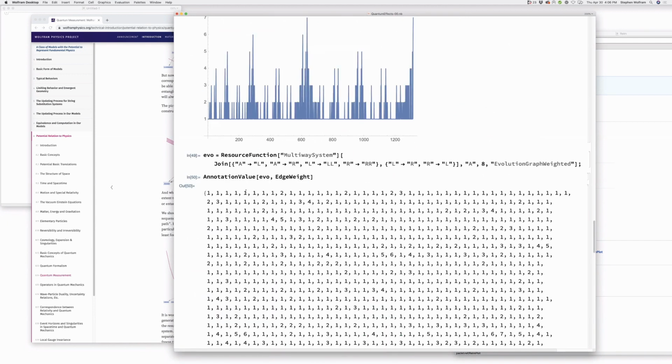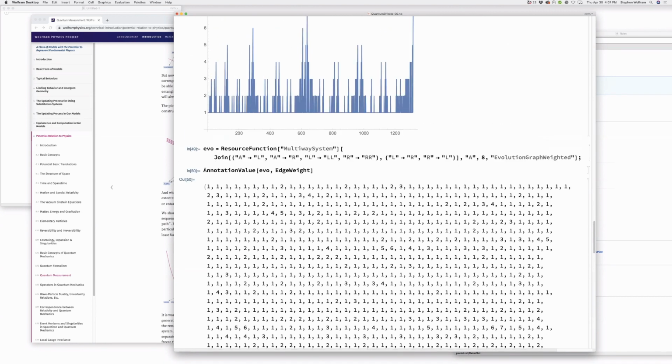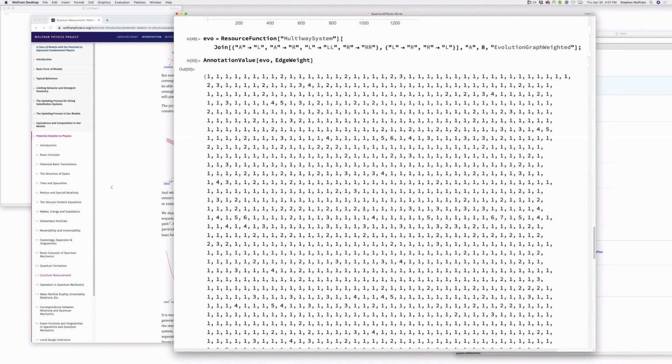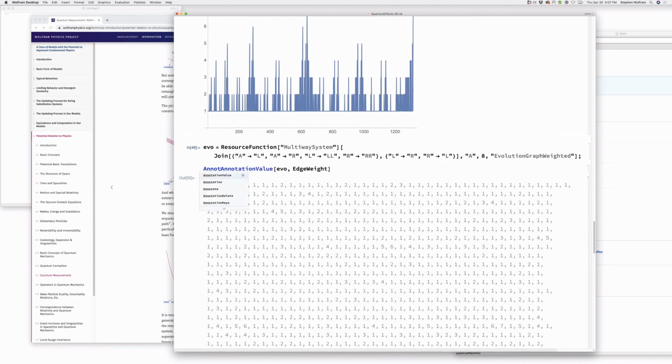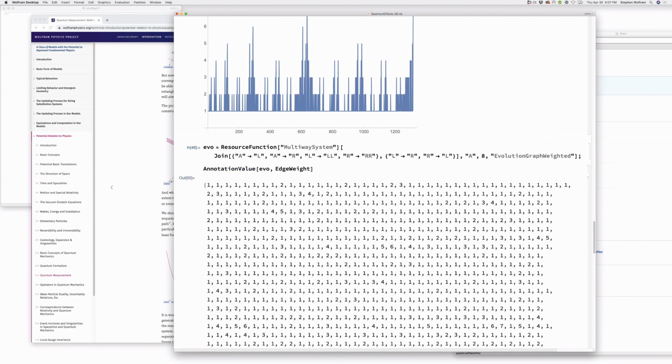Okay, so there are the edge weights. What we want to do then, those are the edge weights. That's what you had before. So what we have actually is annotation value. By the way, heads up, this is an evolution graph, so there are step numbers in the state, in the vertices. So it'll be a list of an integer and then the string.